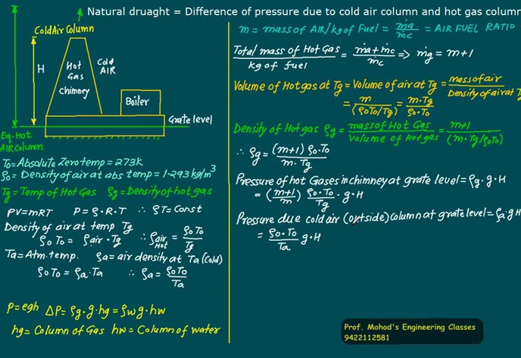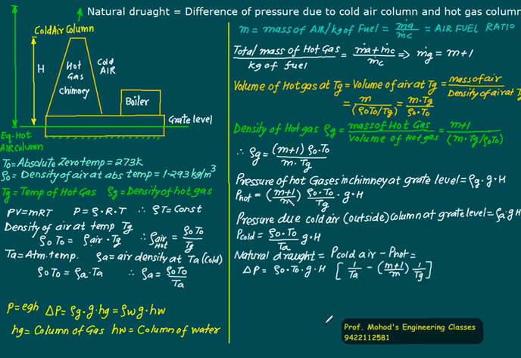Now the pressure due to cold air outside the column at the grate level. Outside is cold air, and this column is again h, with the cold air density rho A equal to rho 0 T0 upon Ta. So the pressure is the product of density multiplied by g multiplied by h. This difference in the two pressures is called natural draught. Natural draught is the pressure due to cold air minus the pressure due to hot gases. The cold air pressure is more because its density is more, and rho g is less because it is a hot gas.